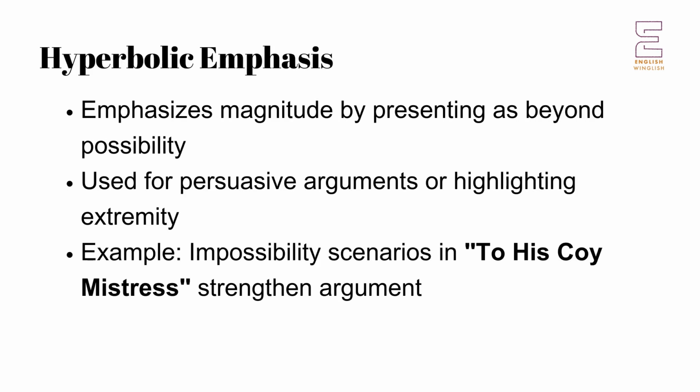Hyperbolic emphasis. As a form of hyperbole, Adynaton emphasizes the magnitude of a situation or emotion by presenting it as beyond the realm of possibility. This can be used to make a persuasive argument or to highlight the extremity of the subject. Example. The impossibility of the scenarios in To His Coy Mistress strengthens the speaker's argument about the brevity of life.